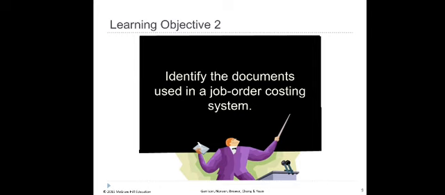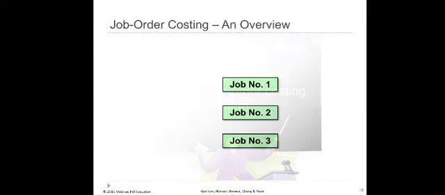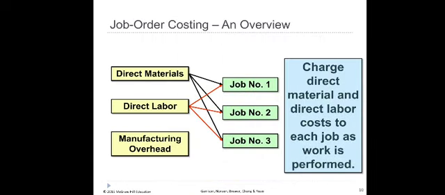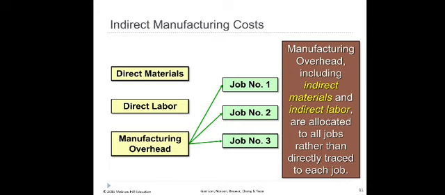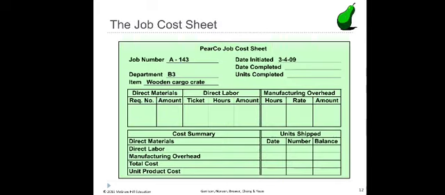Okay, this is another thing that you have to know: the documents used in the job order costing system. In accounting, documents are very important. A document is used to record what has happened. And the second thing is that a document is evidence that something has happened in a business. Remember this.